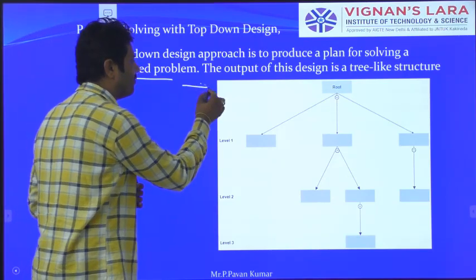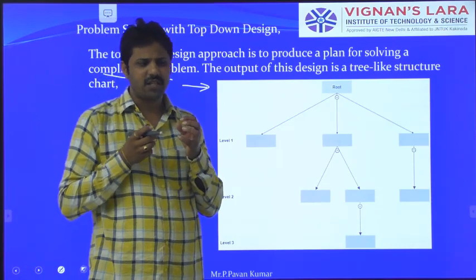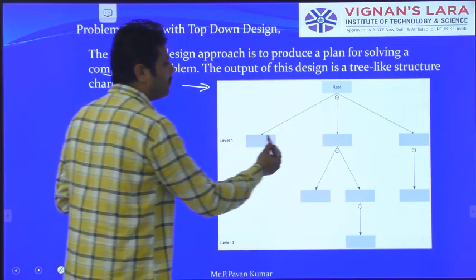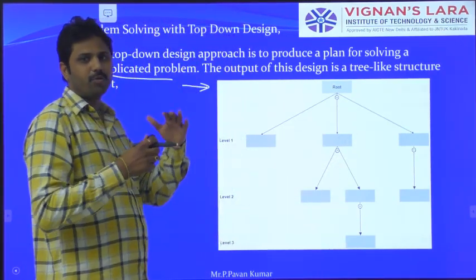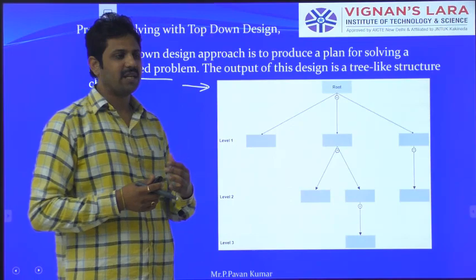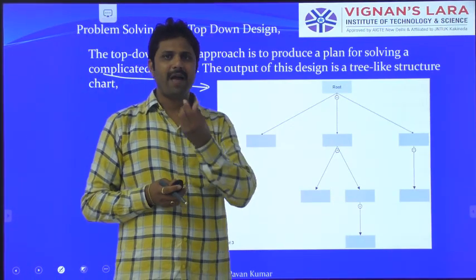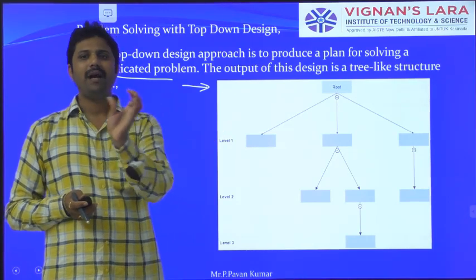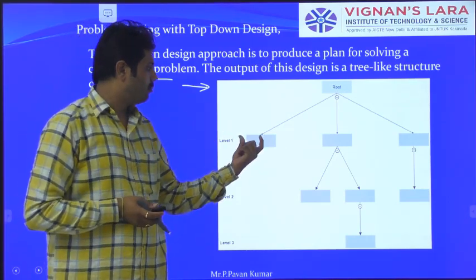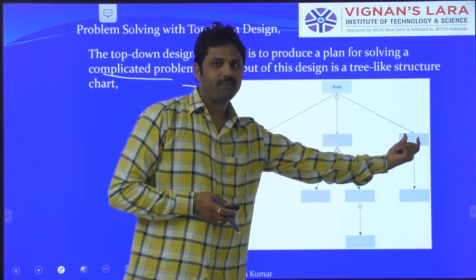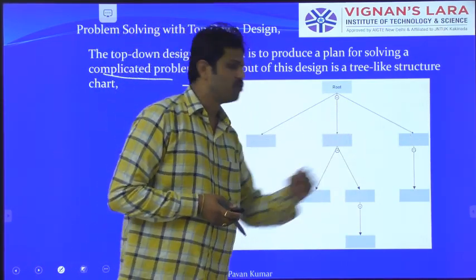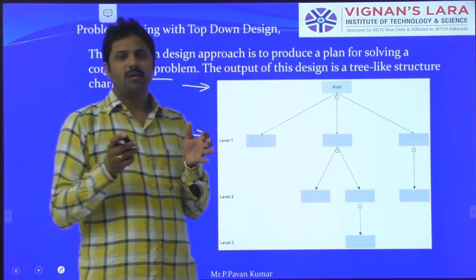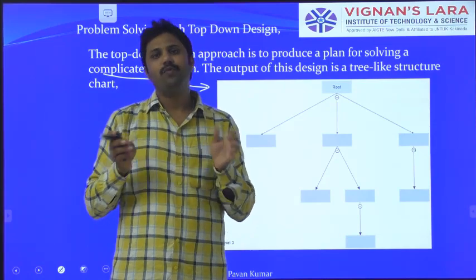First we have a root level. Root level means it is like the starting of the program. The program is going to be divided into multiple levels. For example, if I have to solve a particular problem, I have multiple functions in that problem. That means this is function 1, function 2, function 3, like that. So in level 1, we are going to solve the functions individually.